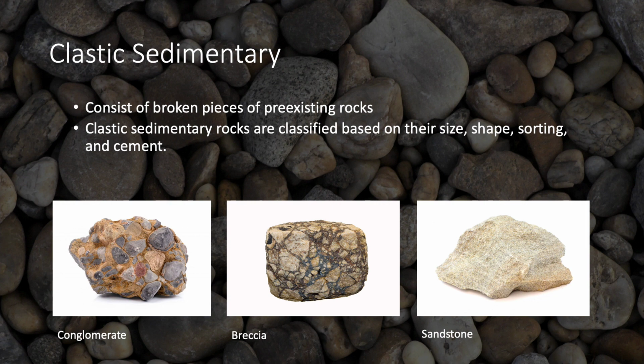Sedimentary rocks form because of weathering and erosion of minerals near Earth's surface. Because of this, sedimentary rocks are composed of loose rock and mineral fragments, minerals precipitated out of water, and shells and organisms. Identifying sedimentary rocks begins with identifying whether it is clastic or non-clastic. Clastic consists of broken pieces of pre-existing rocks and are classified based on their size, shape, sorting, and cement.